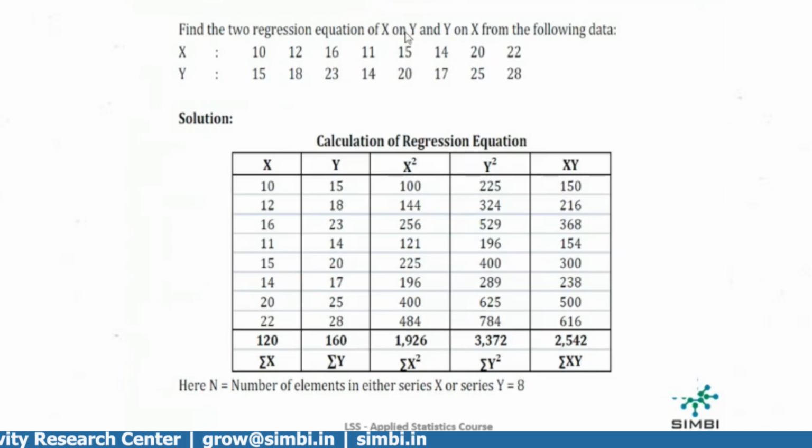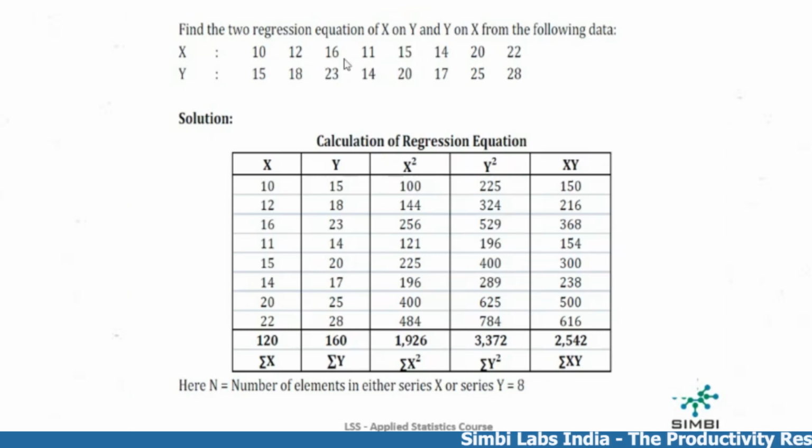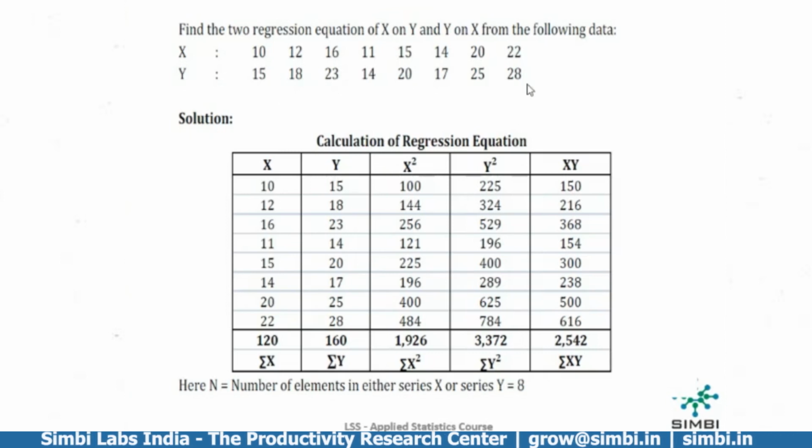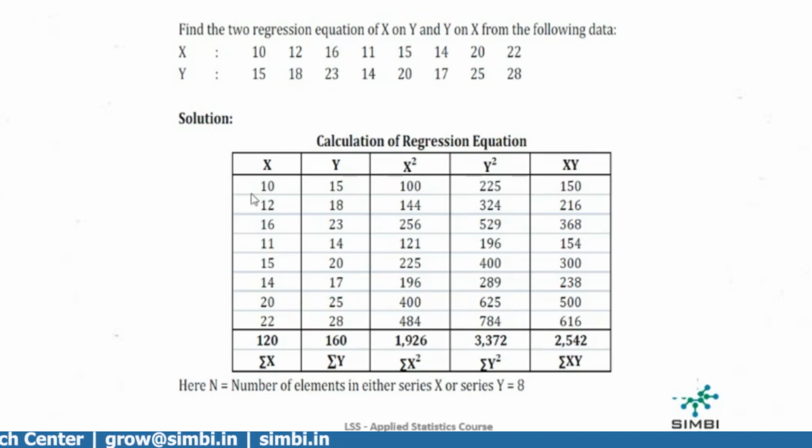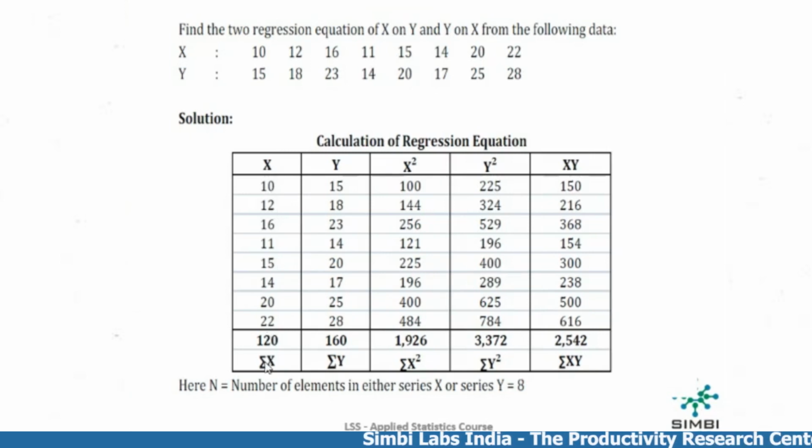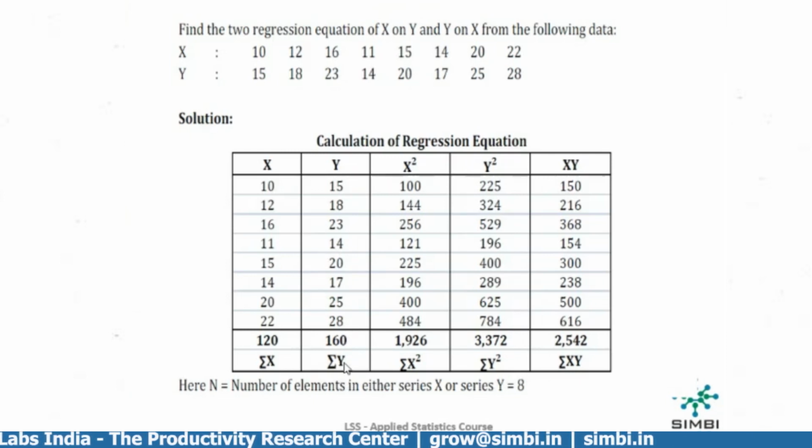Find the two regression equations of x on y and y on x from the following data. Here we have the data of x and y values. X values are 10, 12, 16, 11, 15, 14, 20 and 22, and the y values are given correspondingly. So we need to present it in a table to do the calculation. Mention all x values and y values and take their summation values. By adding all x values we get summation x, and by adding all y values we get summation y.